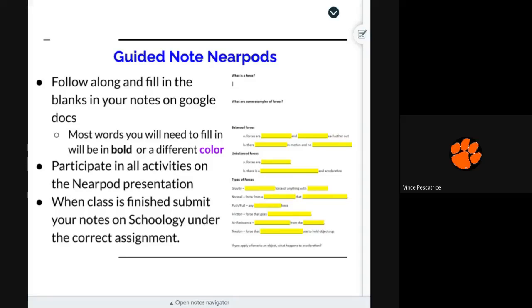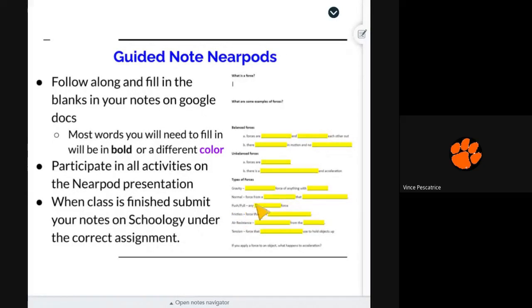When we are done with this, you'll submit this on Schoology under whatever the correct assignment is. You'll go back to Schoology and click that big white submit button when you're done. Hopefully when we finish this, you should be done and ready to go right when class is over. If not, you can continue to work on what you're missing. There'll be a link in the document to go to a self-paced Nearpod where you can do it at your own pace. You might be able to go back and fix anything that might be missing.